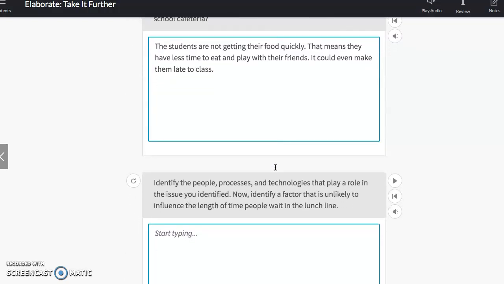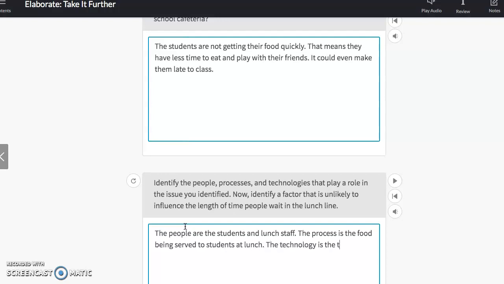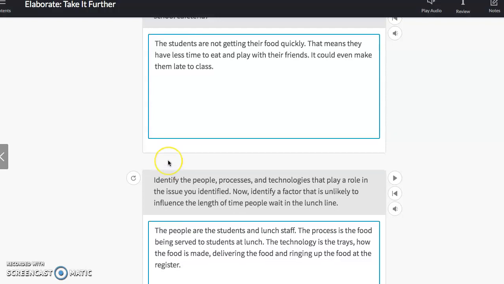Identify the people, processes, and technology in this. The people are the students and lunch staff. The process is the food being served to students at lunch. The technology is the trays, how the food is made, delivering the food, and ringing up the food at the register. A lot of times there's like a register ID or something.